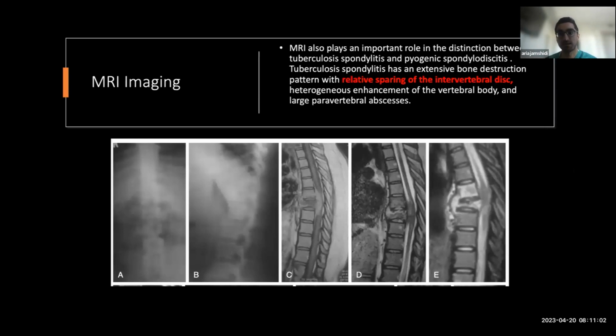I'm not going to really discuss tuberculosis spondylitis because that's a whole different topic that can be a whole different lecture. But I also just wanted to point out that MRI can also be helpful in distinguishing pyogenic spondylodiscitis from tuberculous spondylodiscitis, and that's mainly because tuberculosis relatively spares the intervertebral disc while causing massive destruction to the vertebral bodies involved. And here's this case example that I wanted to bring up.